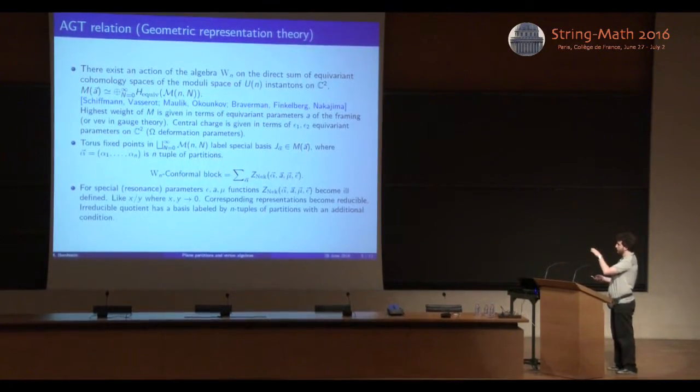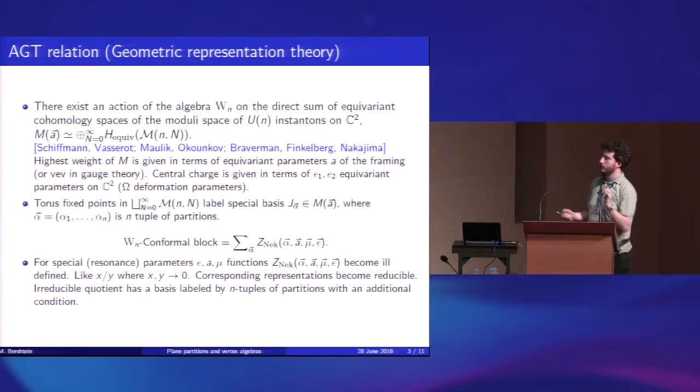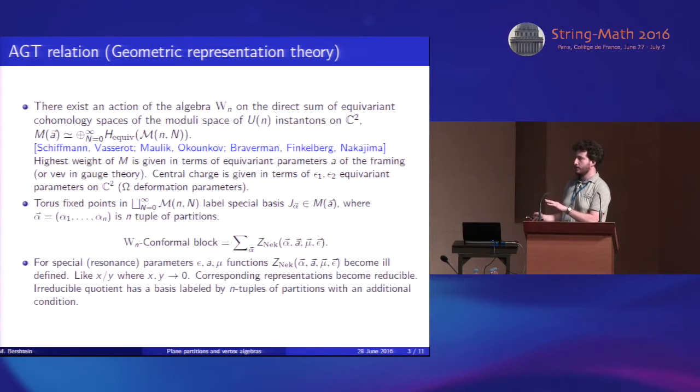And the previous part was for generic parameters a_1 through a_N, and also generic epsilon 1, epsilon 2. If parameters become special, we have certain resonances, and in the next slide I'll give you an example of such resonance. Then this function becomes ill-defined. It has zeros in the numerator and in the denominator. And from the point of view of representation theory, it means that the representation becomes reducible. So if we take the quotient, then only part of the combinatorics of the n-tuples of partitions remains.